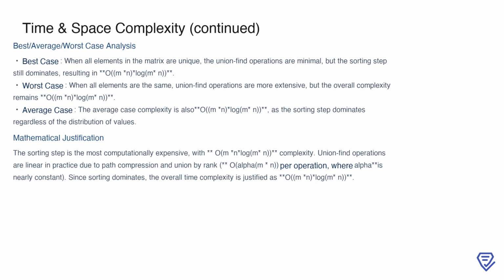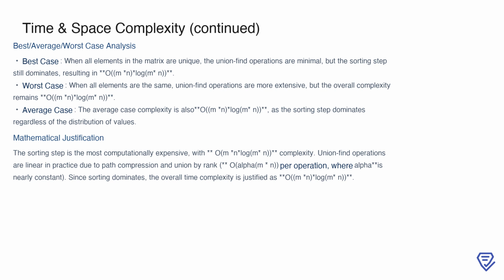In the best case, where all elements in the matrix are unique, the union find operations are minimal. However, the sorting step still dominates, resulting in a time complexity of O(M * N * log(M * N)). In the worst case, where all elements in the matrix are the same, union find operations become more extensive as we process a single large connected component. Despite this, the overall complexity remains O(M * N * log(M * N)).